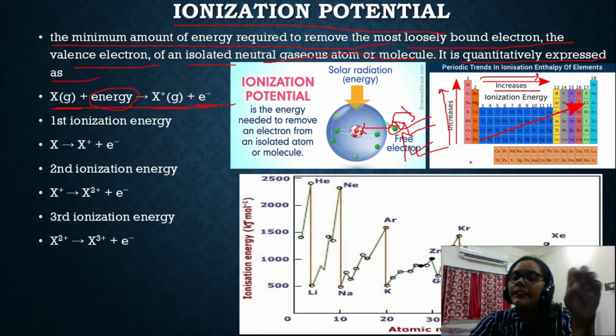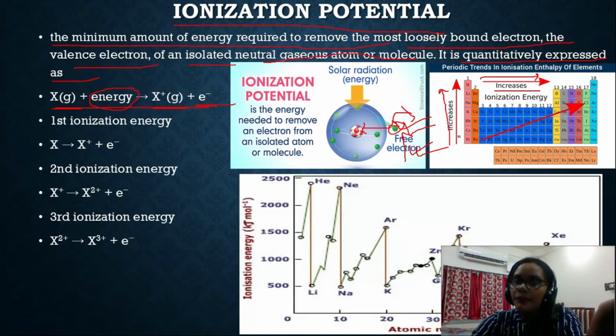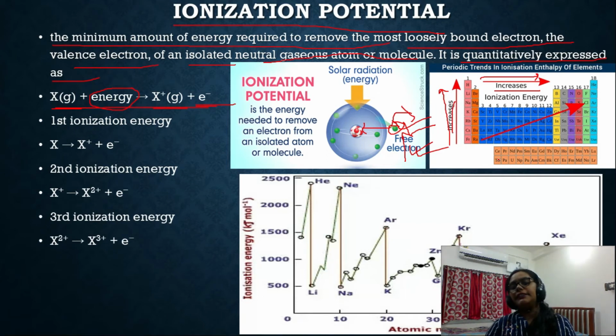And again, if we go from bottom to top, the size will decrease. That is the same effect, so we see an increase in ionization energy. So this is the trend of the ionization energy along the groups and along the periods.